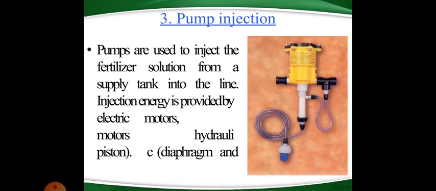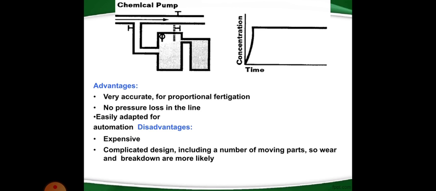Now we'll talk about pump injection. Pumps are used to inject the fertilizer solution from a supply tank into the line. Injection energy is provided by electric motors. Advantages are very accurate for proportional fertigation, no pressure loss in the line, easily adapted for automation, and there are some disadvantages. Expensive, complicated design, including a number of moving parts, so wear and breakdown are more likely.